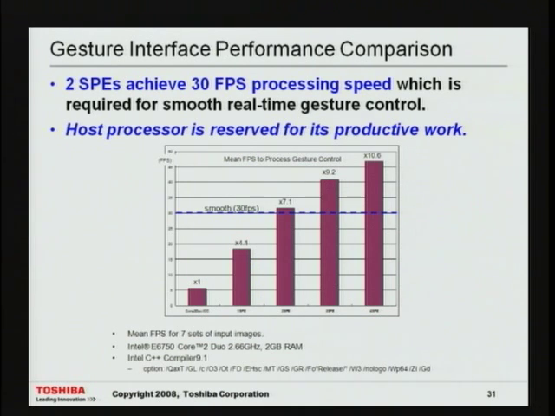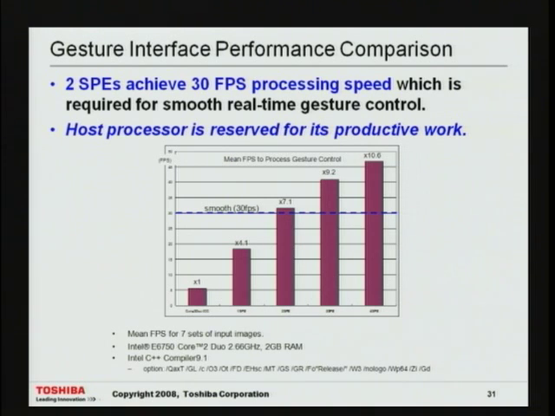This is a performance evaluation result. This graph shows mean frames per second to process gesture control on 7 sets of input images. Again, 30 frames per second is smooth real-time gesture control, borderline. SpursEngine achieved 30 FPS processing speed.